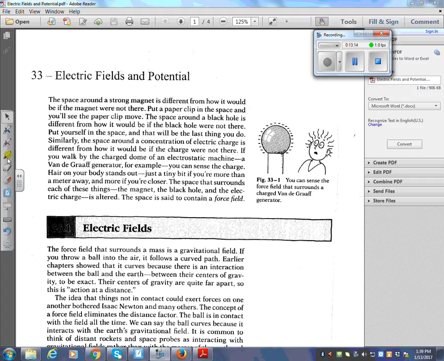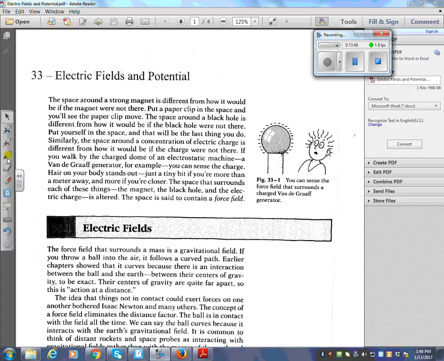The space around a strong magnet is different from how it would be if the magnet were not there. Put a paperclip in the space and you'll see the paperclip move. The space around a black hole is different from how it would be if the black hole were not there. Put yourself in that space, it'll be the last thing you do. Similarly, the space around a concentration of electric charge is different from how it would be if the charge were not there.